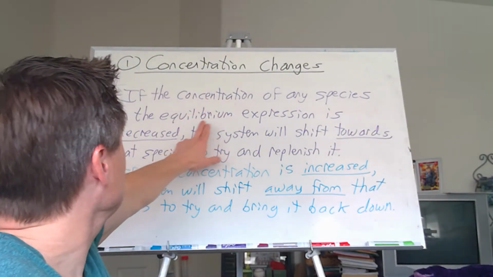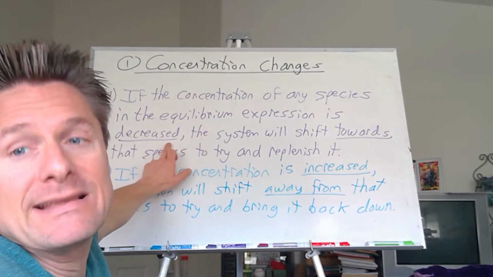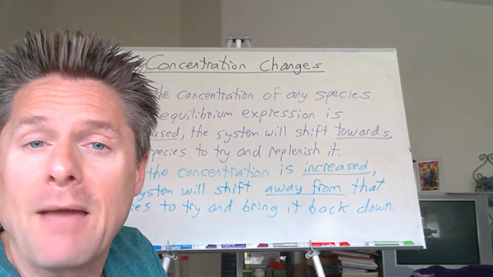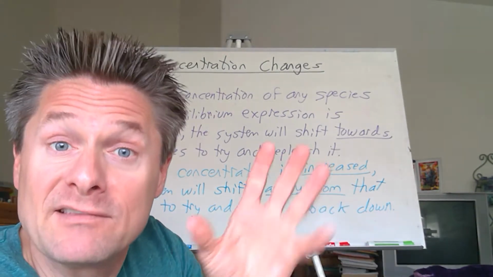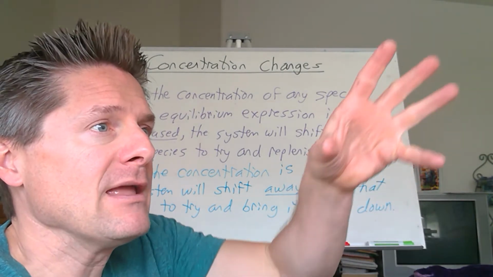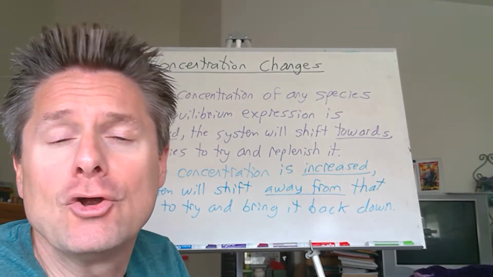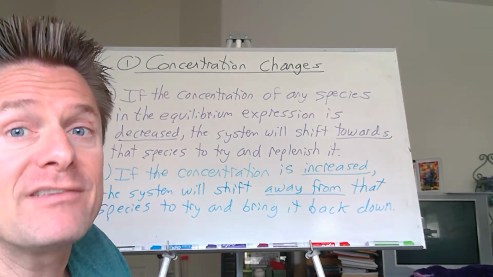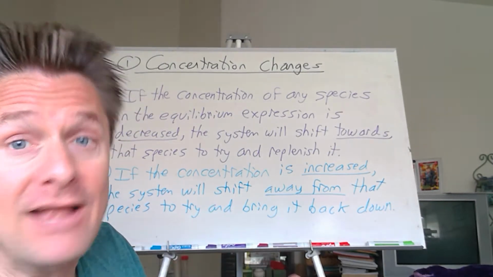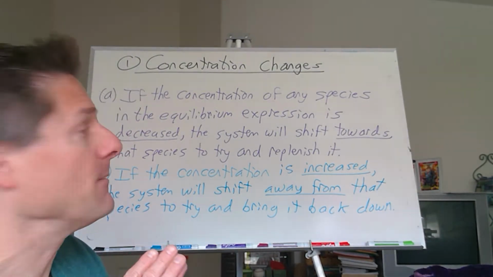If I take the concentration of any species in the equilibrium and it's decreased, right? However I do that, maybe I add a chemical to something and it reacts with one of those species and brings it down. Maybe I purposely suck a gas out of the product side. Whatever you got to do experimentally to decrease the concentration of any one of those species. However it's done, doesn't matter. The net effect is the concentration of one of the species has decreased in the equilibrium system.